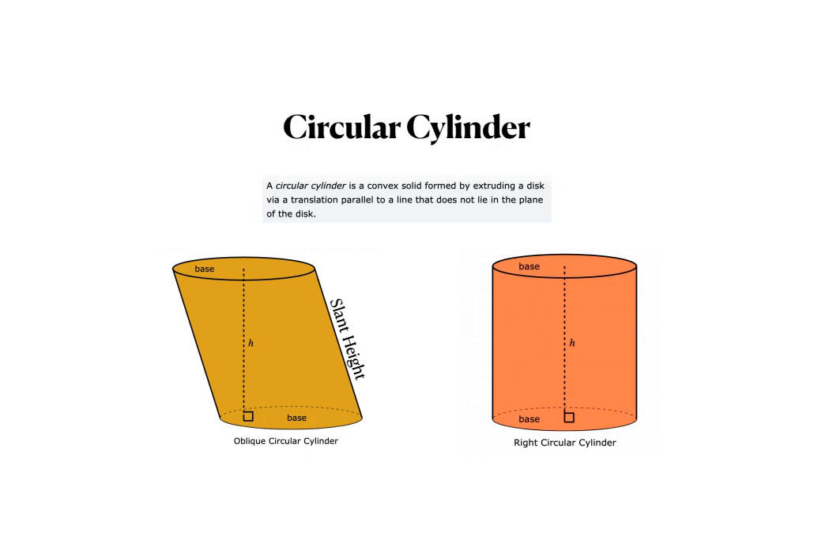The distance between the bases is called the height, and if I'm dealing with an oblique cylinder, the slant height is measured from one point on my base to the other point on my base edge, such that it's perpendicular to the base here.